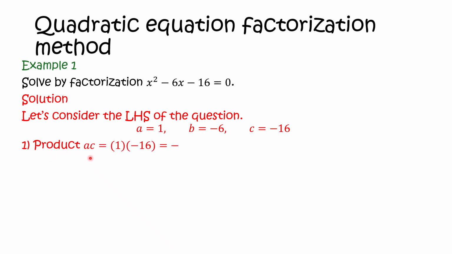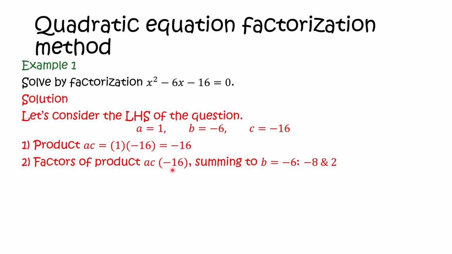So, the first step. The product AC is given by 1 times minus 16, giving us minus 16. And the second thing, the factors of the product AC, which is minus 16, that sum up to b, which is minus 6. We work out these factors, and we get minus 8 and positive 2 being the two factors. Multiplying them gives us minus 16, adding them up gives us minus 6.